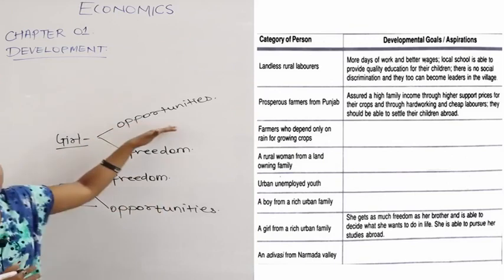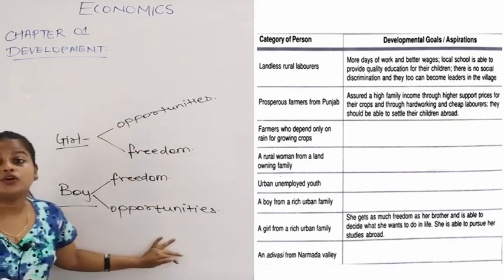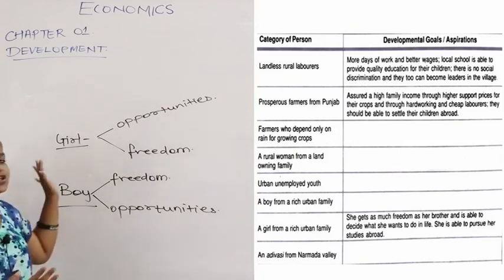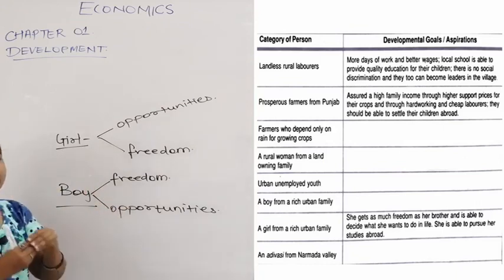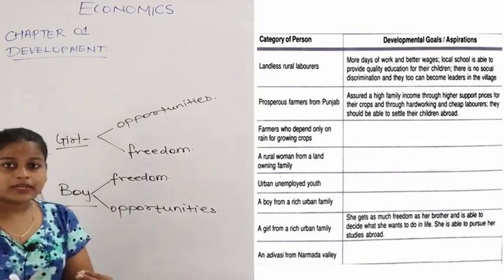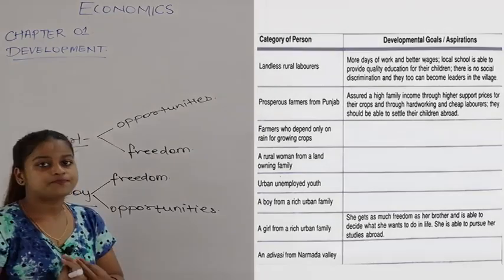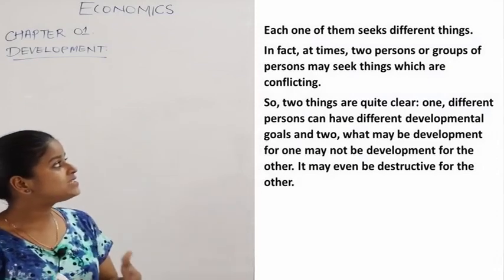For a girl, opportunity is she wants to go and learn abroad. But for a boy, he wants opportunity to explore himself and start his own business. So this is just an example that you can consider, of how different people can have different perspectives and different aspirations for their own development. Each one of them seeks different things.